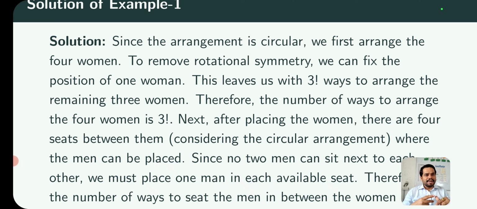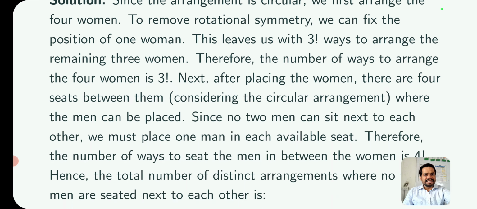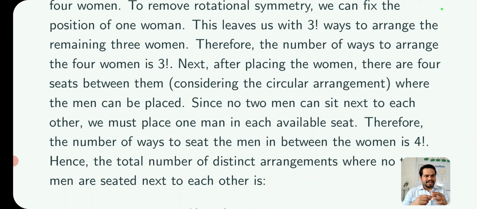Next, we have to place the men seated between the women. Where can the men be placed? Since no 2 men can sit next to each other, that condition is satisfied if you place the men in between the 2 women. Therefore, the number of ways to seat the men in between the women is 4 factorial.